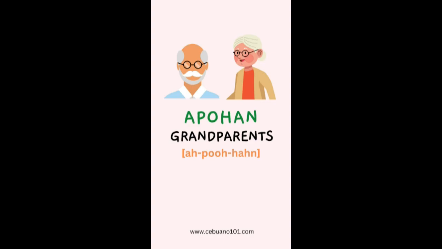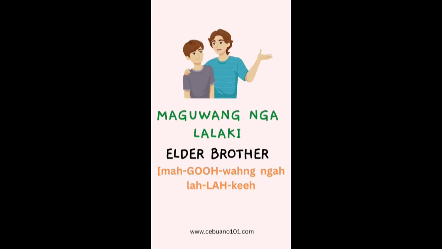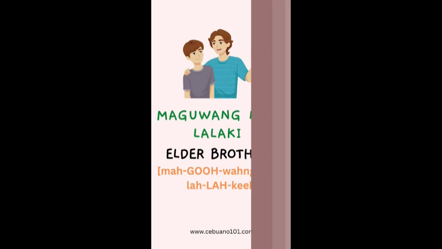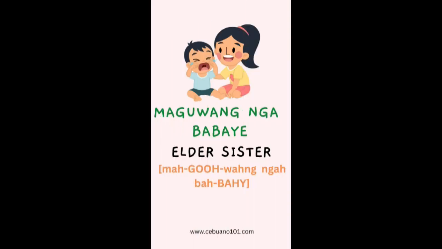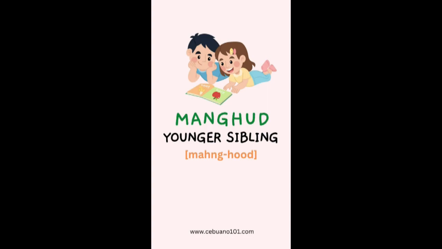Grandparents, apuhan. Parents, ginikanan. Next one, elder brother, maguwang nga lalaki, magulang nga lalaki. So it could be maguwang or magulang. Next one, elder sister, maguwang nga babae. Maguwang nga babay or magulang nga babay. Next one, younger sibling, manghud.